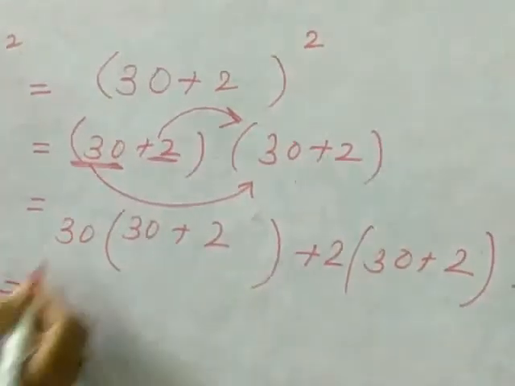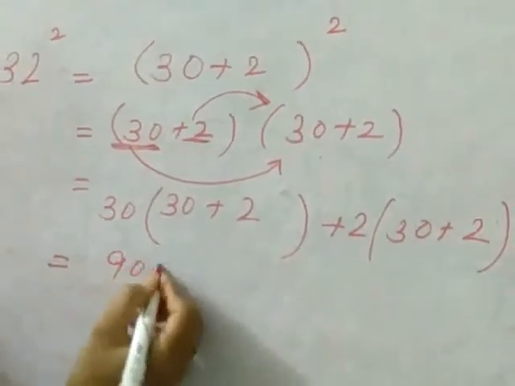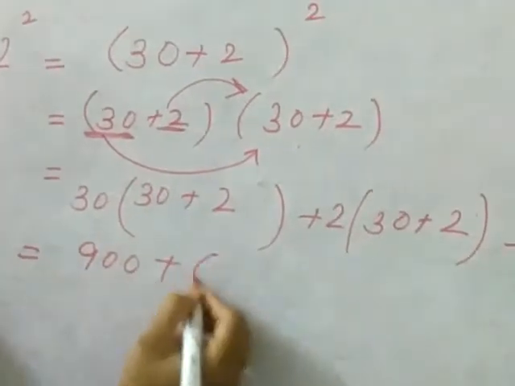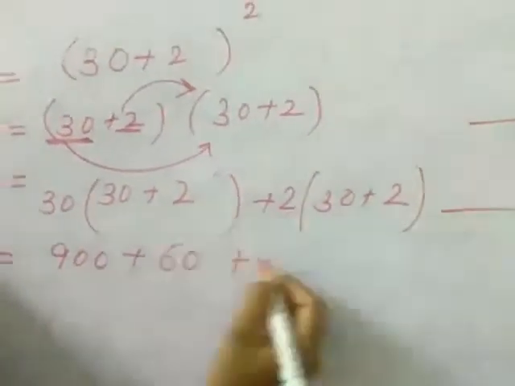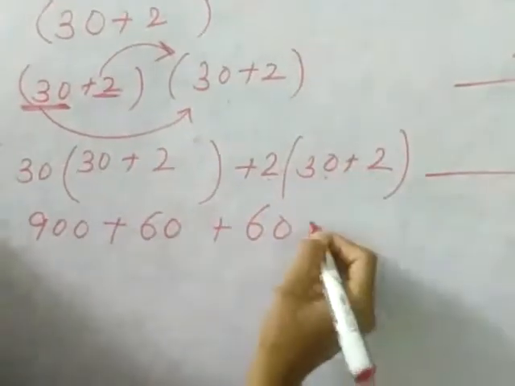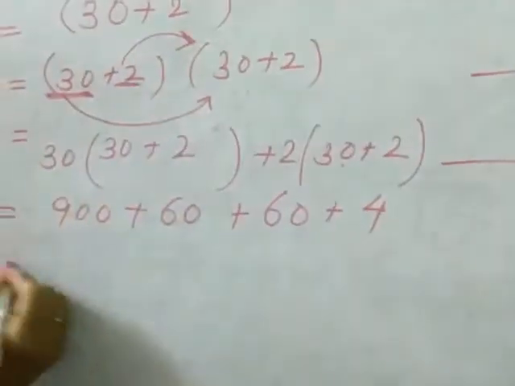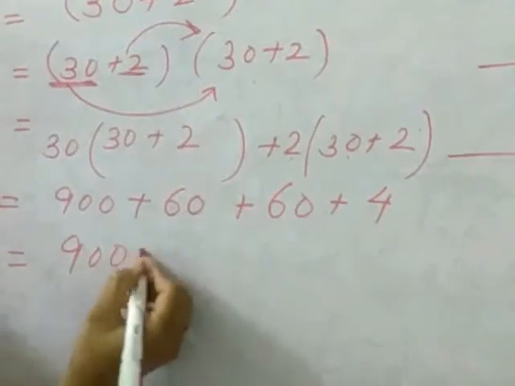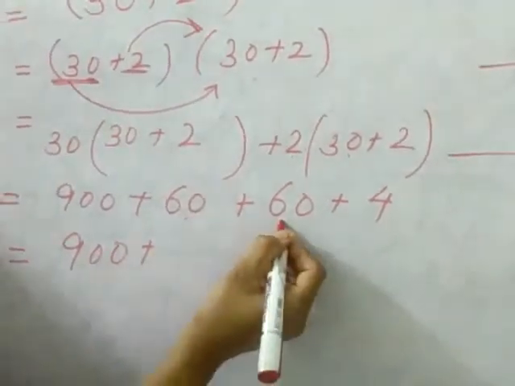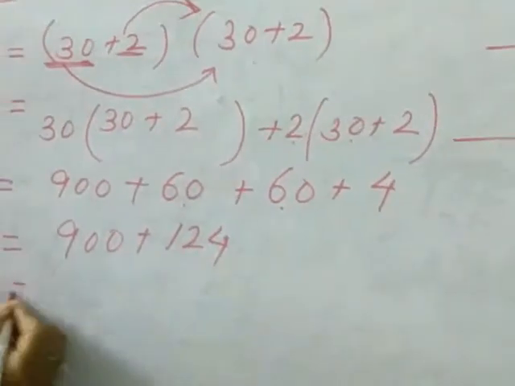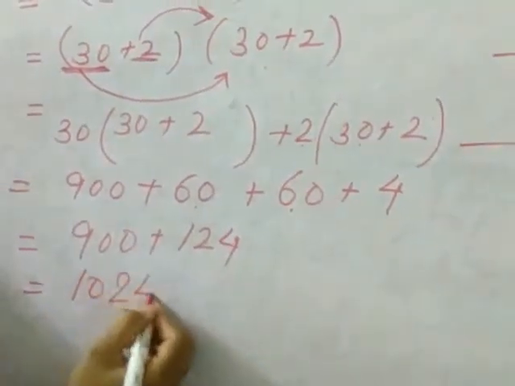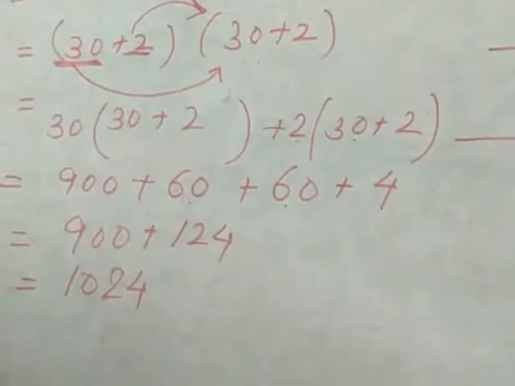Open the bracket. 30 into 30 you can easily find out. 30 into 2, you don't need to do the calculation in rough, just start writing directly. 2 into 30 is 60. 2 into 2 is 4. That is equal to 900 plus 60 plus 60, 120, 120 plus 4, 124, and now do the addition. That's 1024. Is it clear?